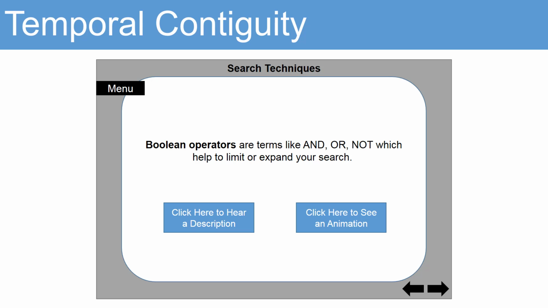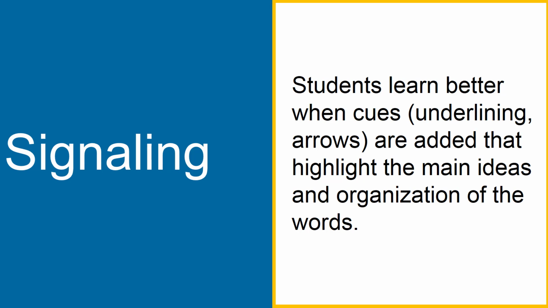This is asking students to remember all of the narration and combine it with the animation, but because working memory is limited in its capabilities, students will likely go back and forth from one to the other as they struggle to combine the information received, which is not an efficient way to learn. So it is best to have the narration and graphic presented simultaneously in the same slide. The signaling principle states that students learn better when cues, such as underlining and arrows, are added that highlight the main ideas and organization of the words.